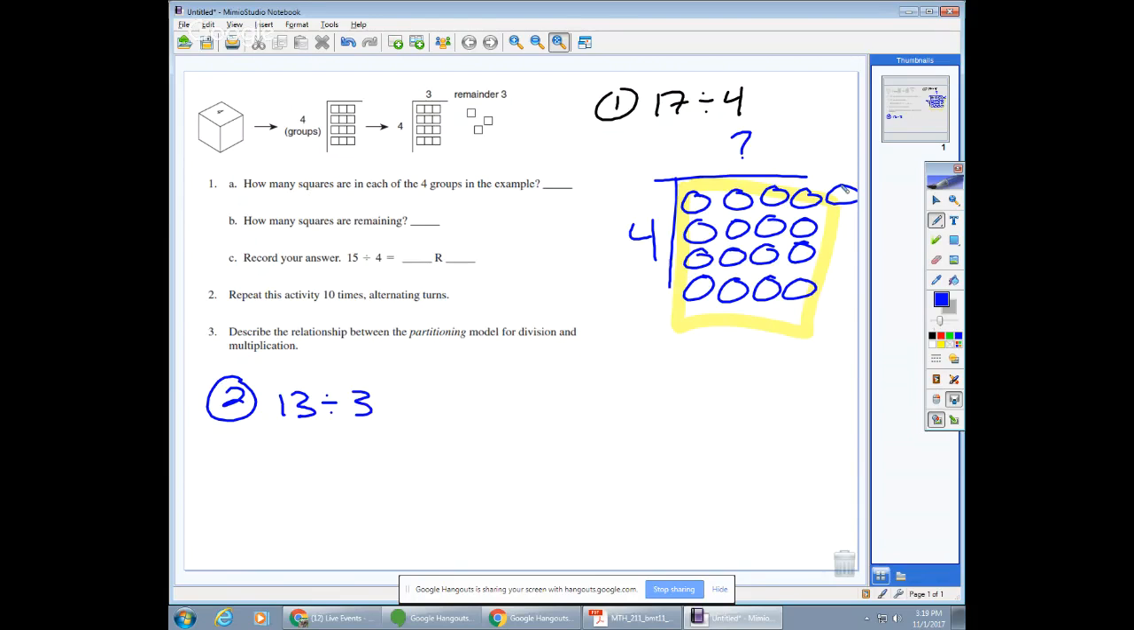So the question mark ought to be what here? 4. Yeah. 1, 2, 3, 4. We got that partial group there. So what we end up with is that 17 is equal to 4 times 4 plus 1. So we just discovered this group here, and then we have our remainder there.